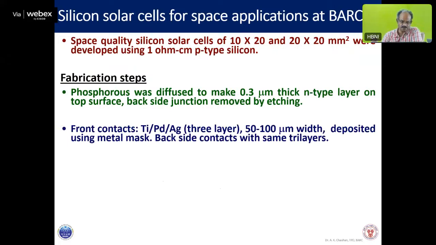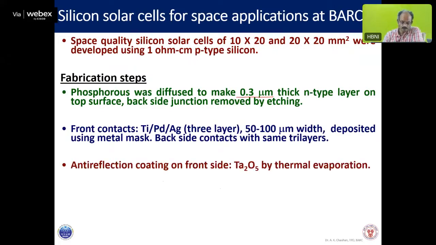The different fabrication process steps are: the phosphorus was diffused to make a 0.3 micron thick n-type layer over the top surface of the p-type substrate, and backside junctions were removed by etching. The front contacts were made by titanium, palladium, and silver, 3 layers, and this was the typical thickness of these layers. And these were deposited using metal mask, thermal evaporation, and backside contacts were also of the same titanium, palladium, and silver with the same process.